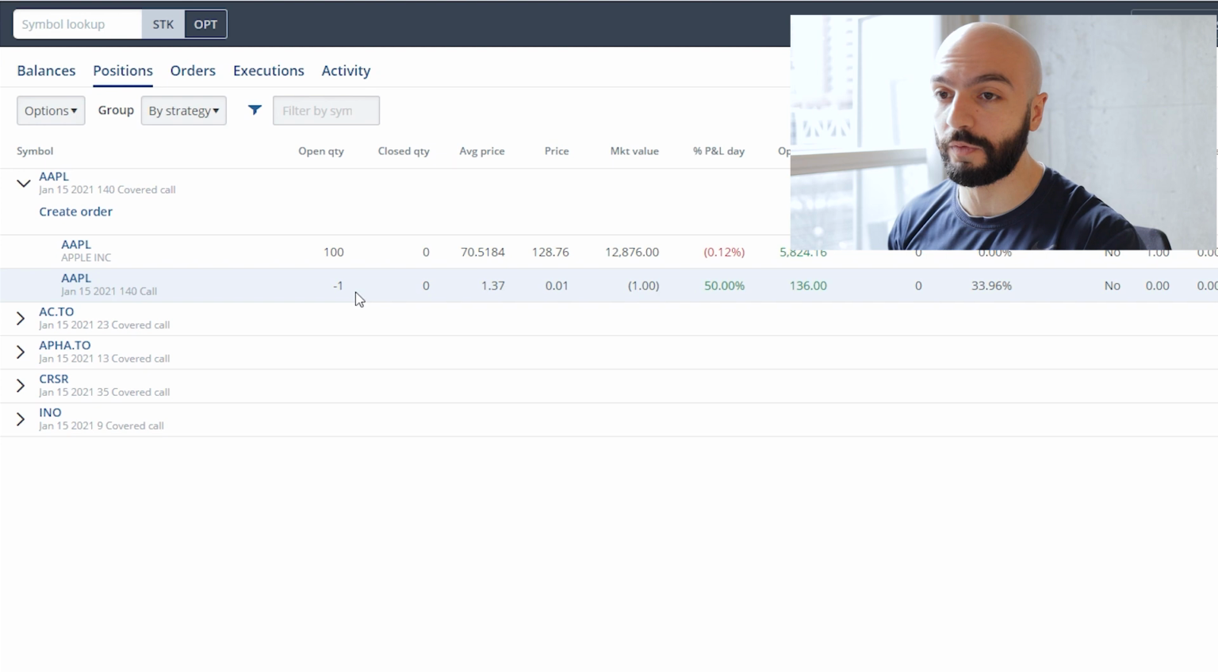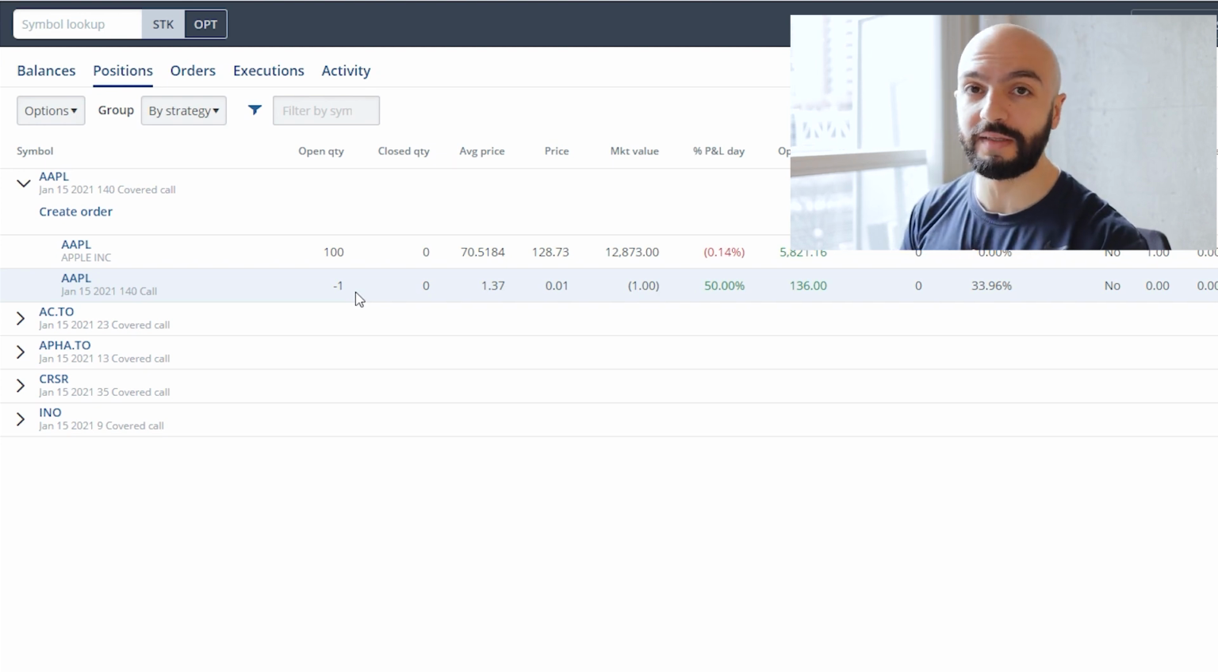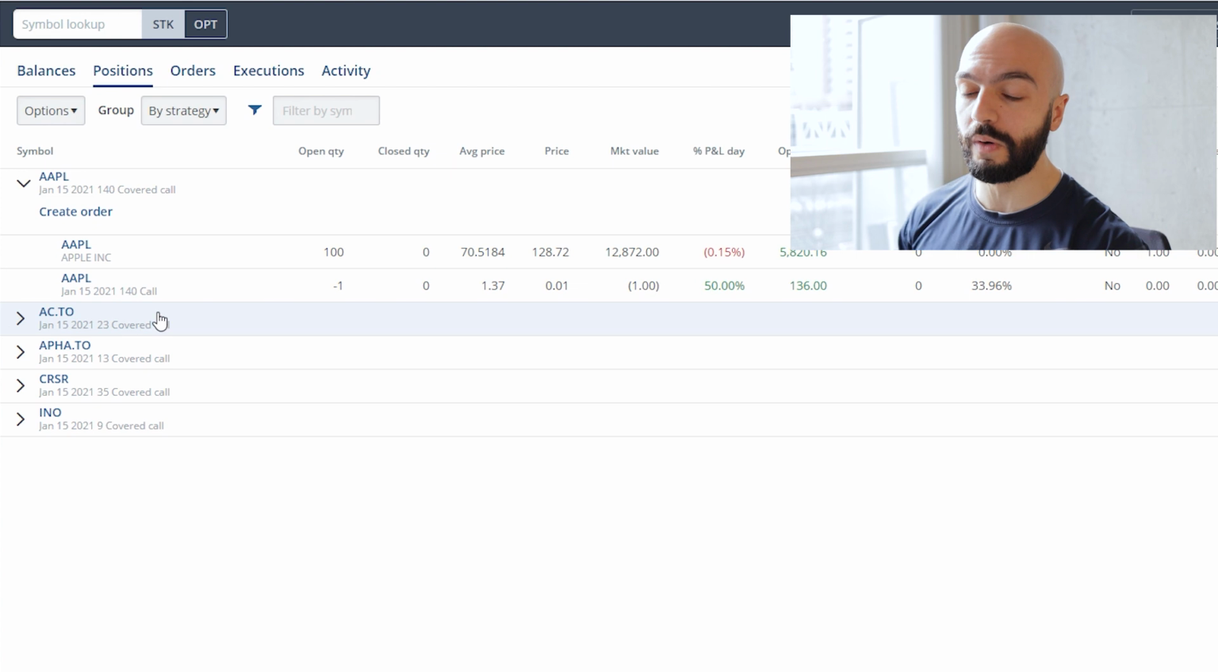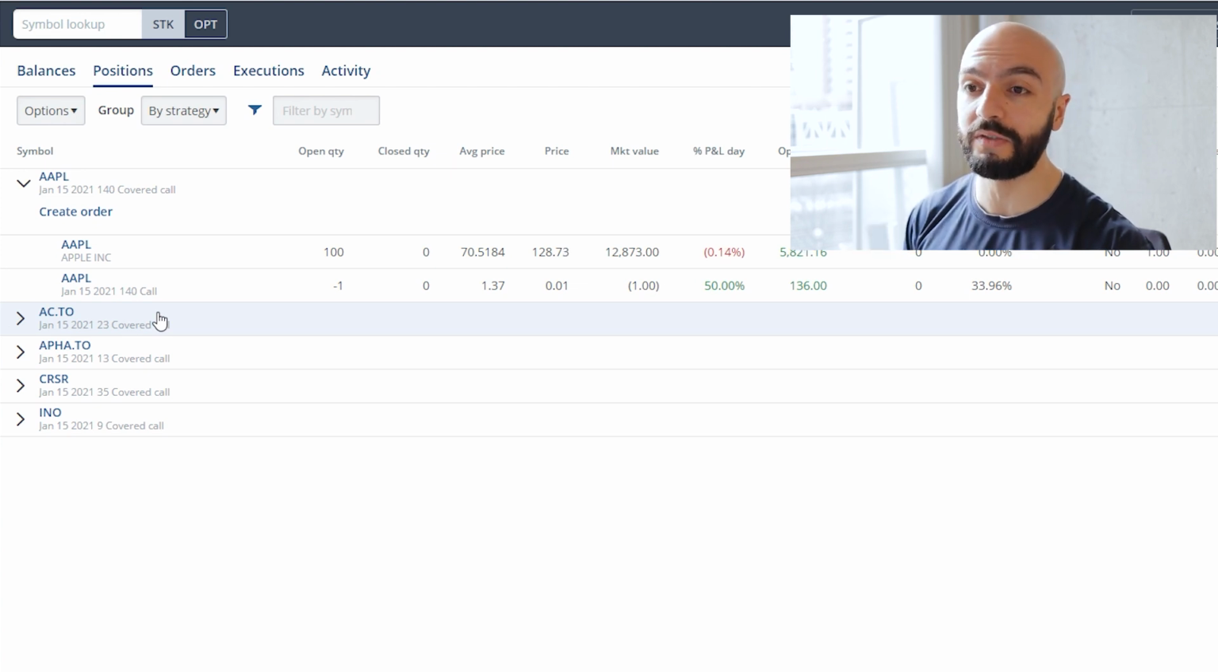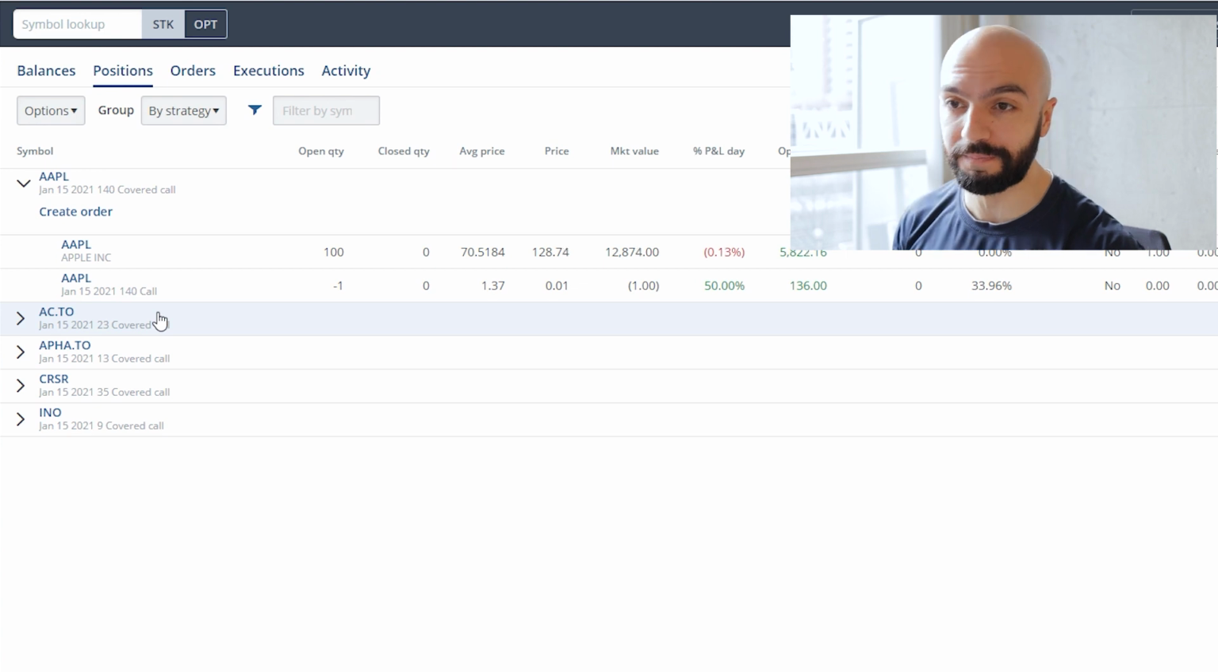What you can do in 2 steps is called rolling. I'm going to roll this out for 1 month. Why am I doing 1 month? Because that's what I'm comfortable with, and that's where I can earn the most theta. I'm not going to do 140 anymore because that's only $12 away. Apple can increase by $12 in a month, so I don't want to do that. I'm going to choose 150.